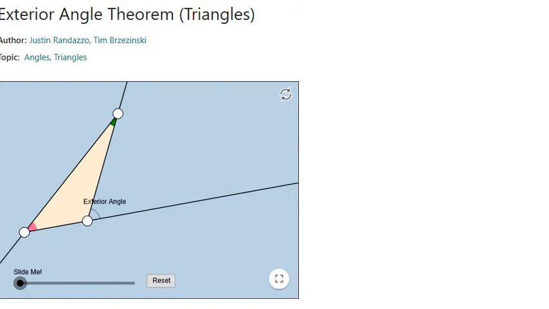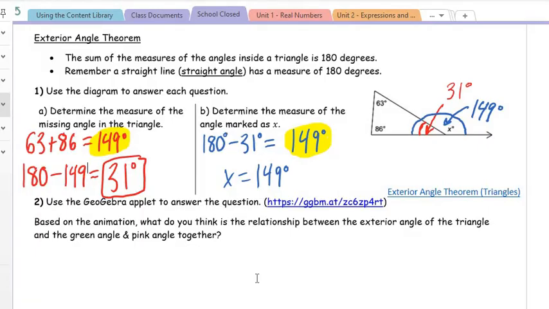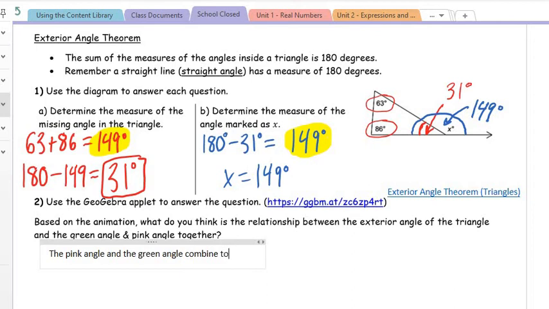So coming back to OneNote, remember when we looked at those two angles from the example up above, where it was 63 degrees and 86 degrees. They added to 149 degrees, and we found that the exterior angle was also 149 degrees. So I would say the pink angle and the green angle combine to fill the exterior angle. That's what we could tell for right now.